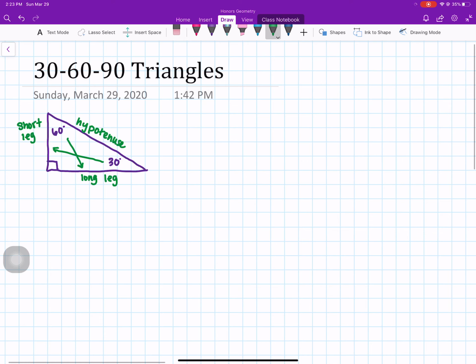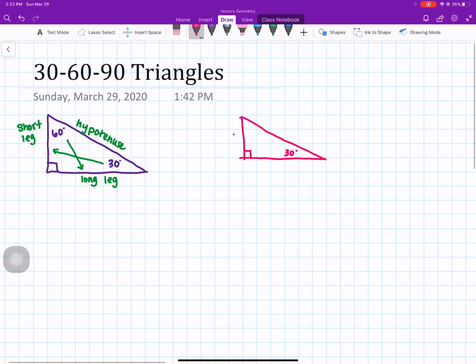So, with the 45, 45, 90 and the 30, 60, 90, there are proportions involved. And the proportions are the same no matter what triangle you're dealing with. So let's keep things simple for ourselves. The side opposite the 30 is going to be 1. And the hypotenuse, we're going to say is going to be 2.